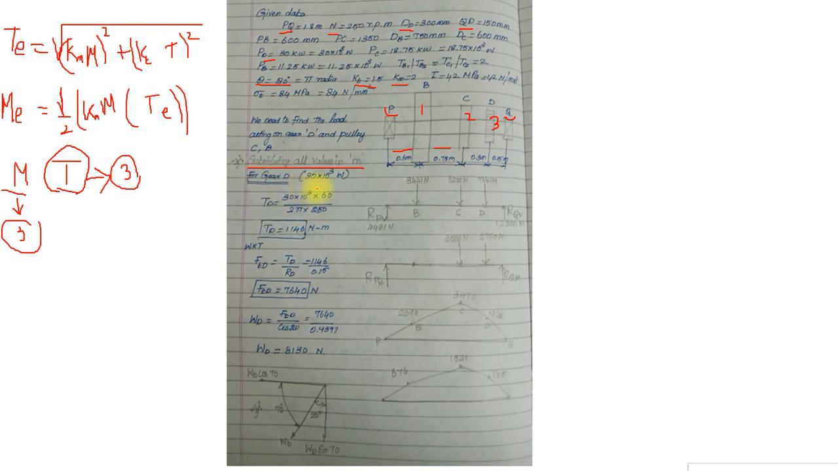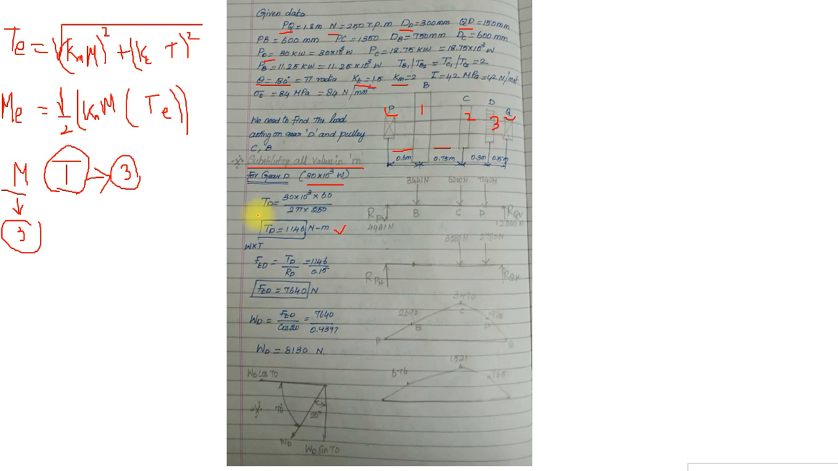So for gear D, the power input is given as 30 into 10 to the power 3 watt. I am substituting in watt itself, so directly I will get the torque value in Newton meter. I am going to keep this torque value in Newton meter itself.